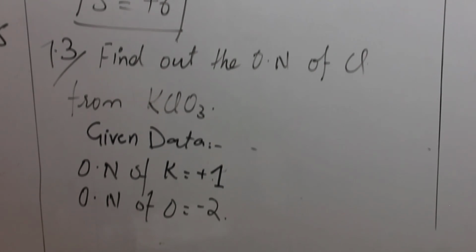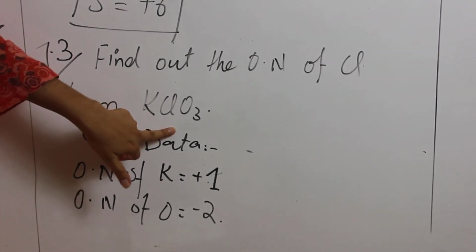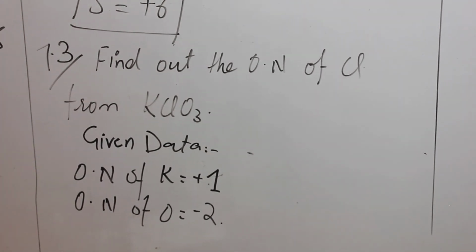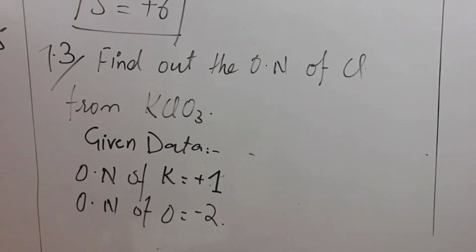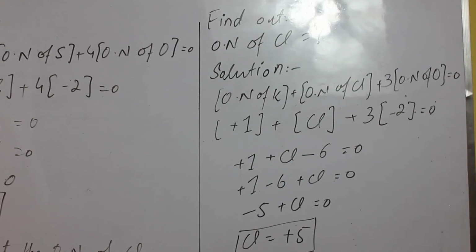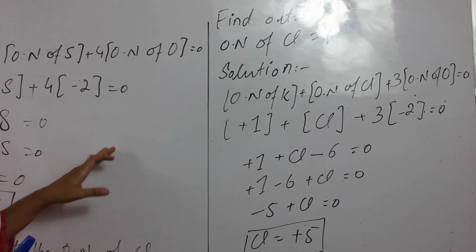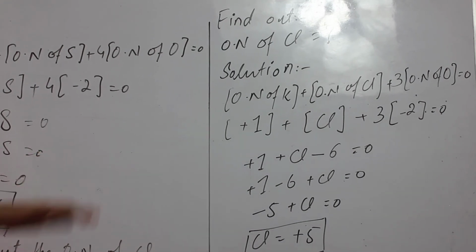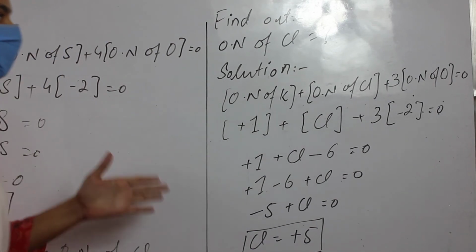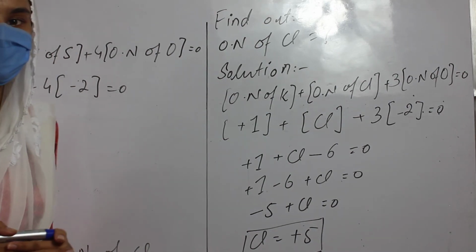In the last example, we want to find out the oxidation number of chlorine from potassium chlorate. KClO3 is called potassium chlorate. The given data is that the oxidation number of potassium is +1, oxidation number of oxygen is -2, and we want to find out the oxidation number of chlorine. Again we apply the same formula, sum up the oxidation numbers of all elements and calculate the oxidation number of the respective element, that is chlorine, and the oxidation number of chlorine is +5.